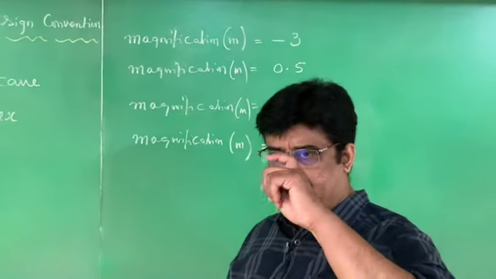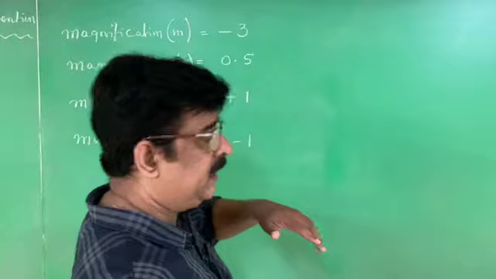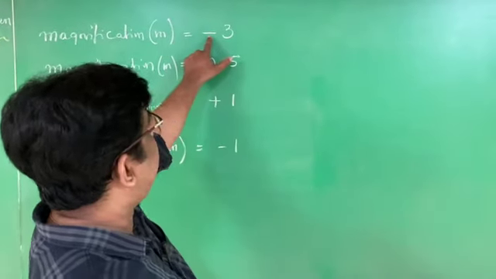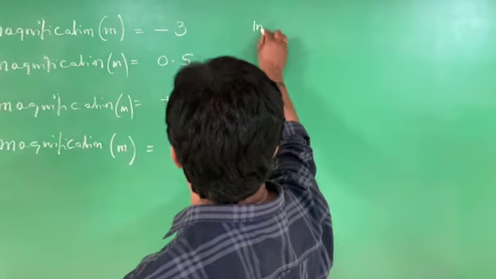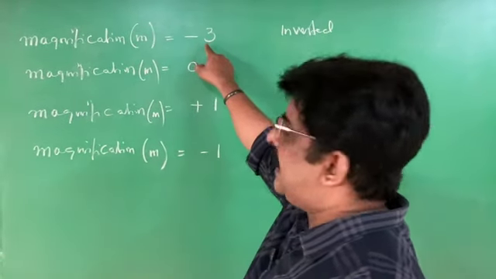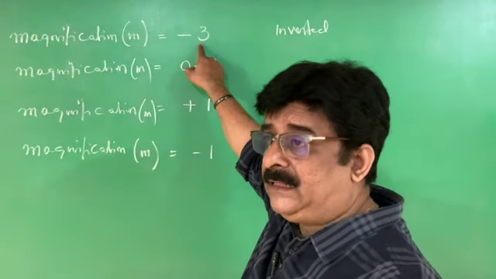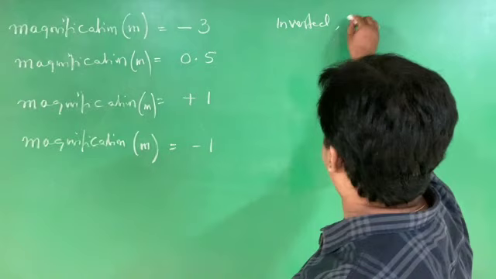Here, the height of the image, if it is an inverted image, is negative. See, here minus is there, therefore you can say that the nature of the image is inverted. Here there is a number. What is the number? 3. 3 is more than 1. If it is more than 1, it is enlarged.